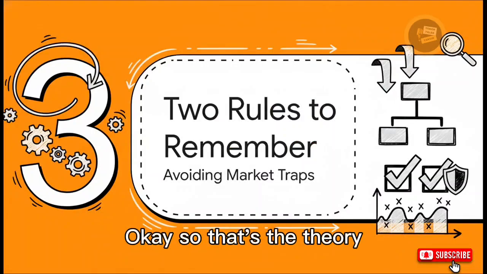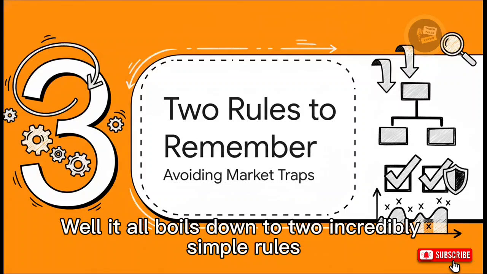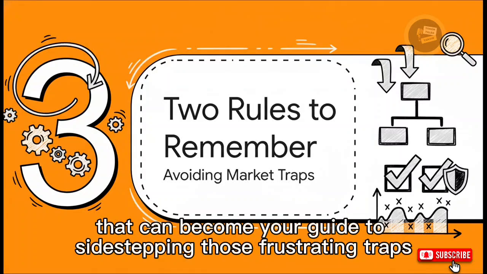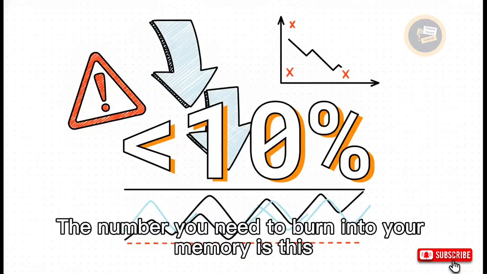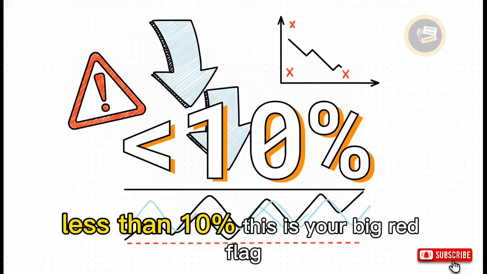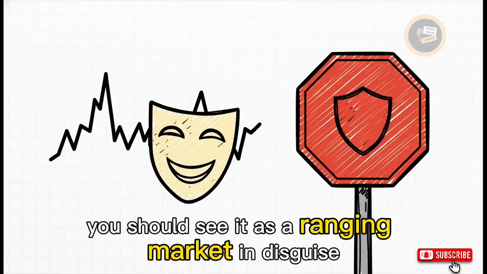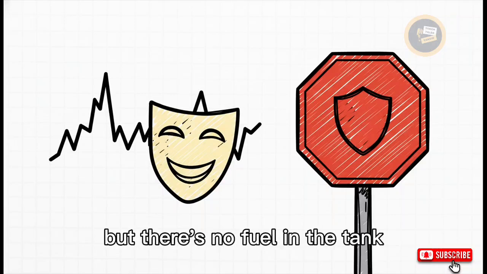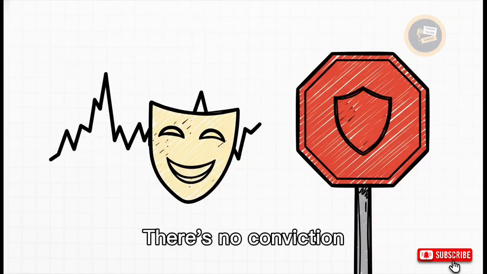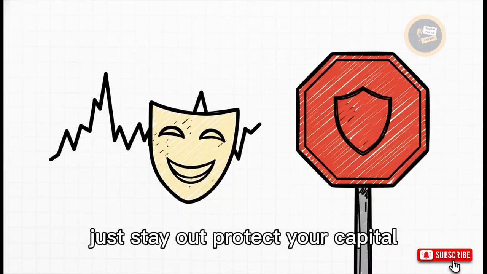Okay, so that's the theory. But how do we actually use this? Well, it all boils down to two incredibly simple rules that can become your guide to sidestepping those frustrating traps. Rule number one: the number you need to burn into your memory is this: less than 10%. This is your big red flag. So, if that delta volume reading is below 10%, you should see it as a ranging market in disguise. It might look like a trend, it might feel like a trend, but there's no fuel in the tank. There's no conviction. And the best move you can possibly make here is no move at all. Just stay out, protect your capital.